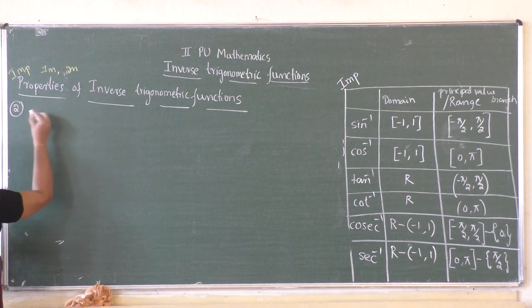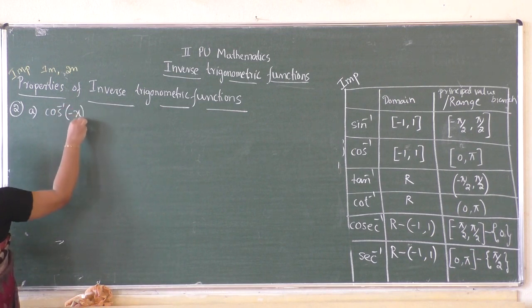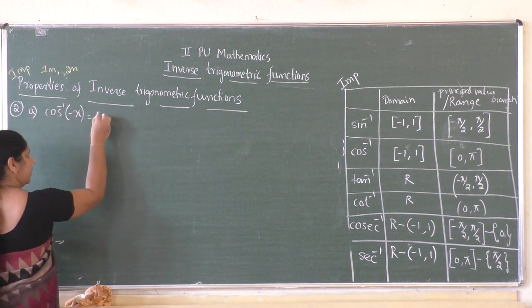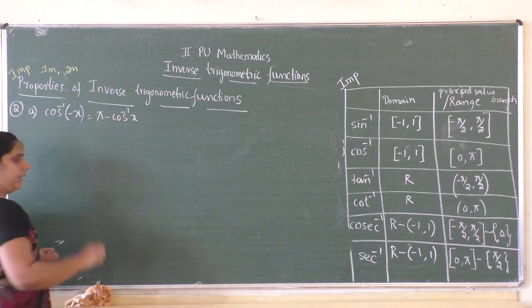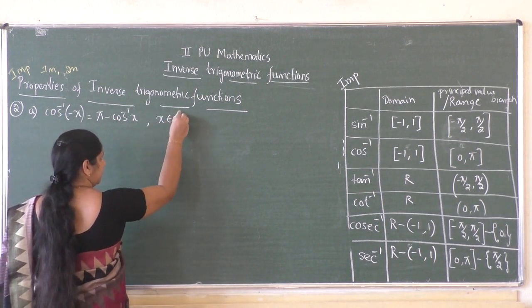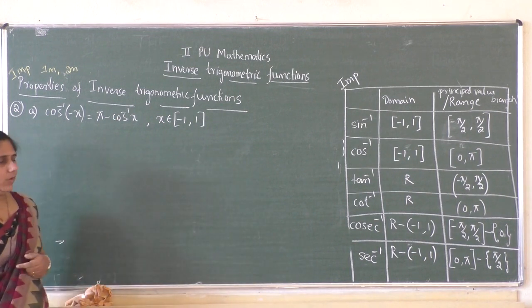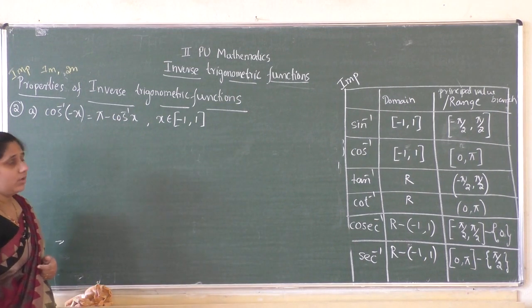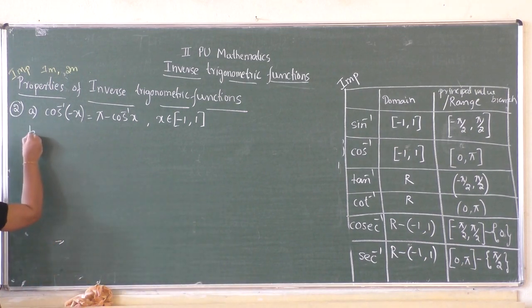That is the first one. Cos inverse of minus x equal to pi minus cos inverse x, where x belongs to the domain of cos inverse, that is x belongs to the closed interval minus 1 to 1.